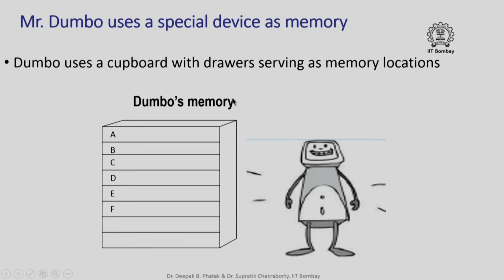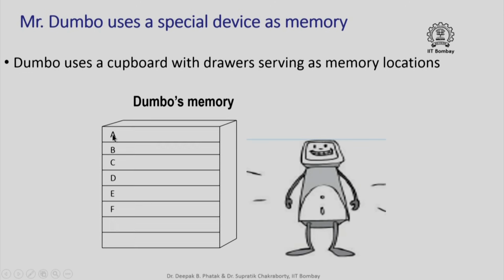Now Dumbo has to store numbers that we give him. He also has to store the numbers which he calculates, so he will need some device to work as memory. We have given Mr. Dumbo a cupboard full of drawers. These drawers serve as memory locations for Mr. Dumbo. We will stipulate that each drawer can contain one value.